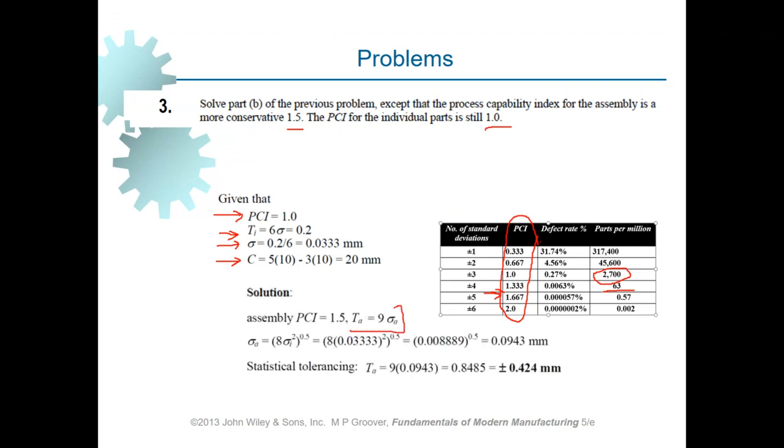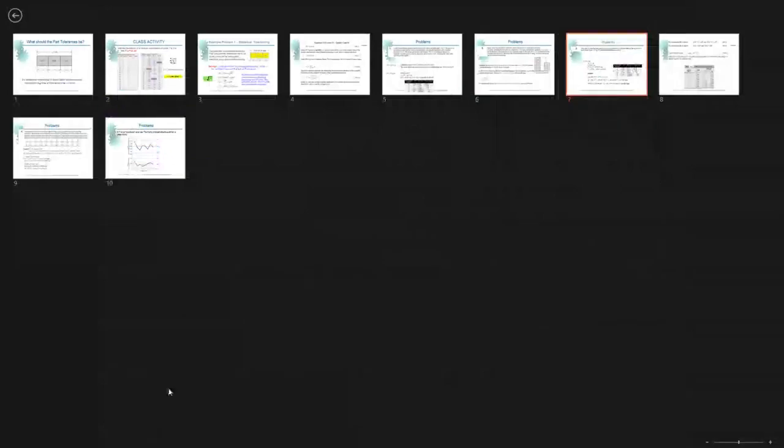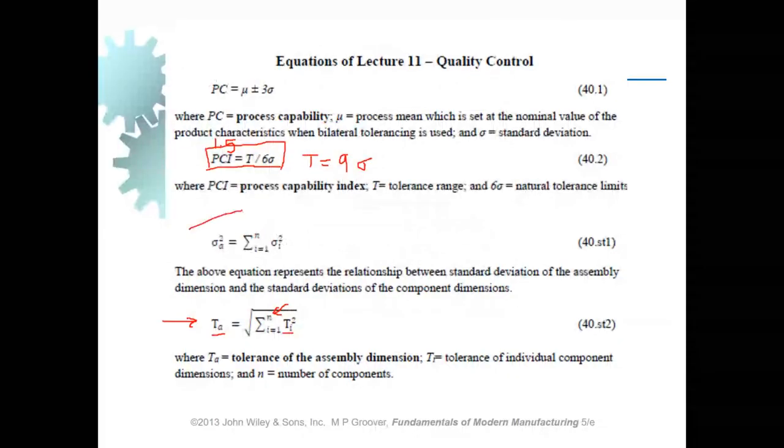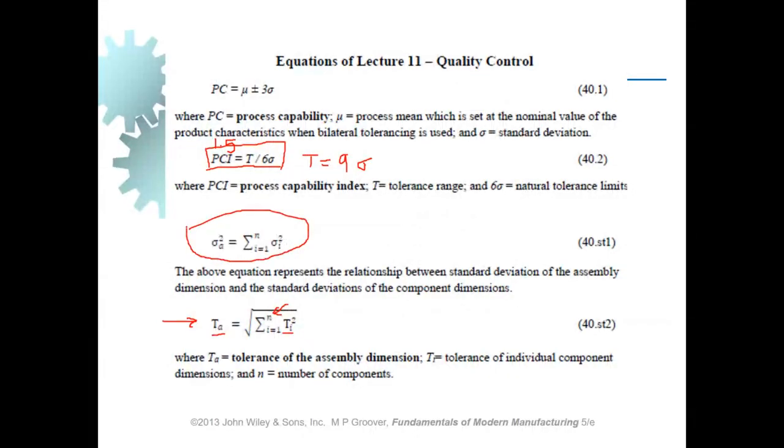Now TA, which is the tolerance of the assembly, will be equal to 9 times sigma of the assembly. We don't have the sigma of the assembly, but we do have the sigma of the individual parts. How can we relate this to that one? We've got to take a look at the equation sheet again, on the basis of equation 40.st1. ST stands for statistical tolerancing. This equation relates the standard deviation of individual parts to the standard deviation of the whole assembly.